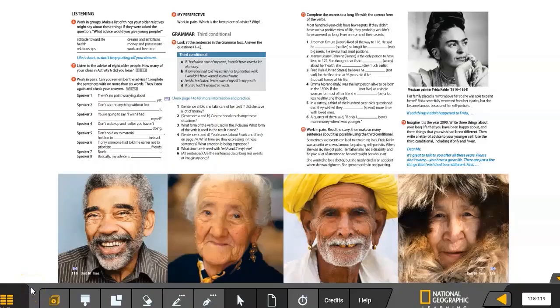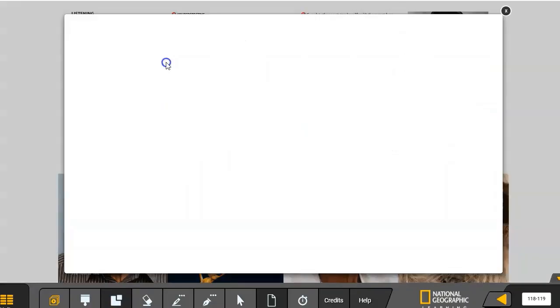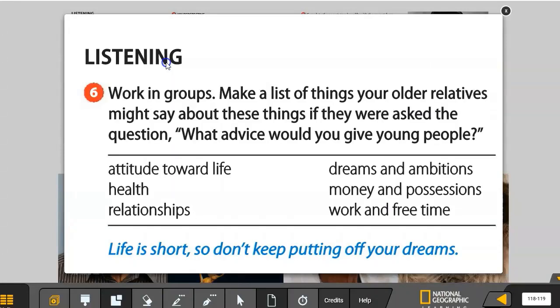Okay, guys, so let's go to page number 118. So we have a listening exercise, but before that, we have some questions that we have to read. We have to get some ideas from them, guys. So it says working in groups, obviously not. Make a list of things your other relatives might say about these things if they were asked the question.